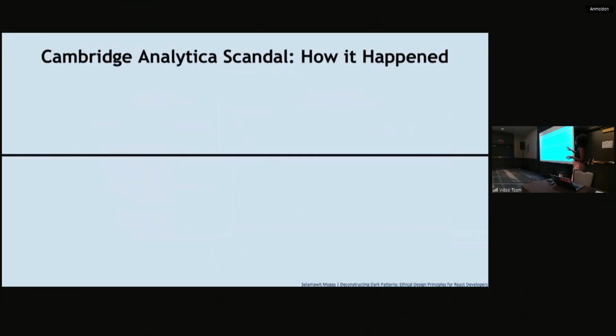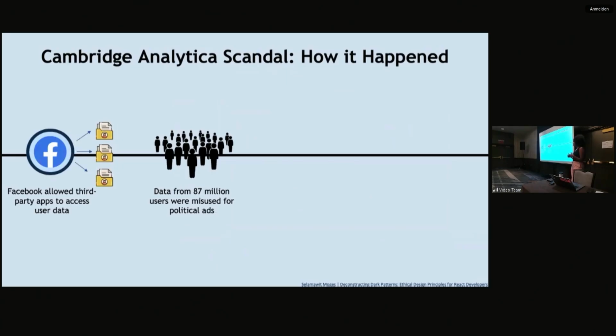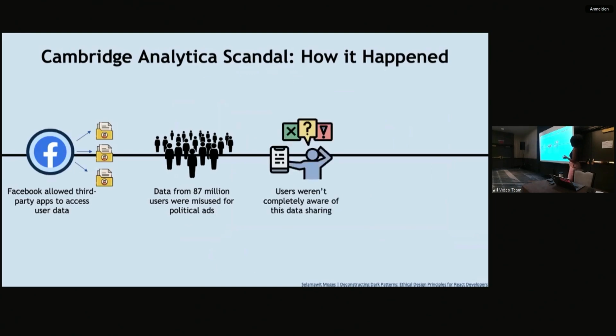So let's just go through the timeline of what actually happened just to level set everyone's understanding. Firstly, Facebook allowed third-party apps to access user data. And this affected around 87 million users, and their data was misused for political ads. Now, some users weren't even aware that this was going on, and it was only after news reports wrote about this, unearthing this scandal.